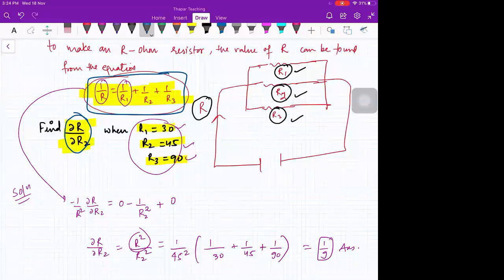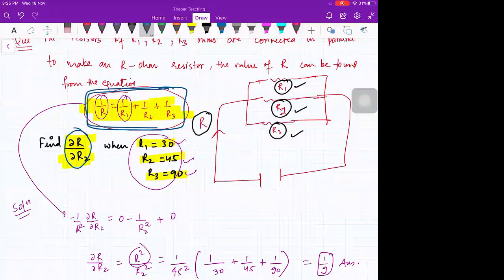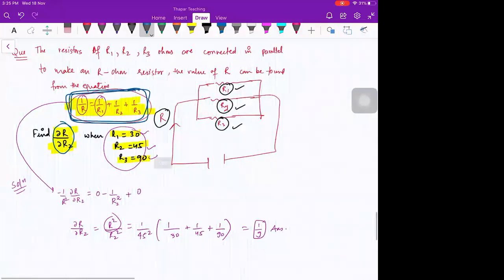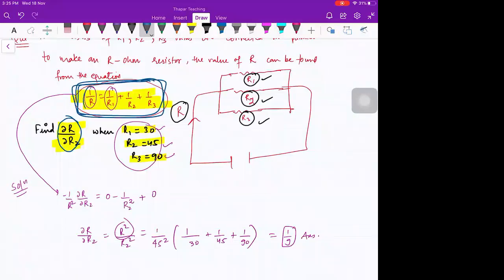You have to just differentiate this equation with respect to R2 on both sides. So you will have minus 1 by R square into curly R by curly R2 is equal to 0 minus 1 by R2 square. So you just put these values and you will get your answer.